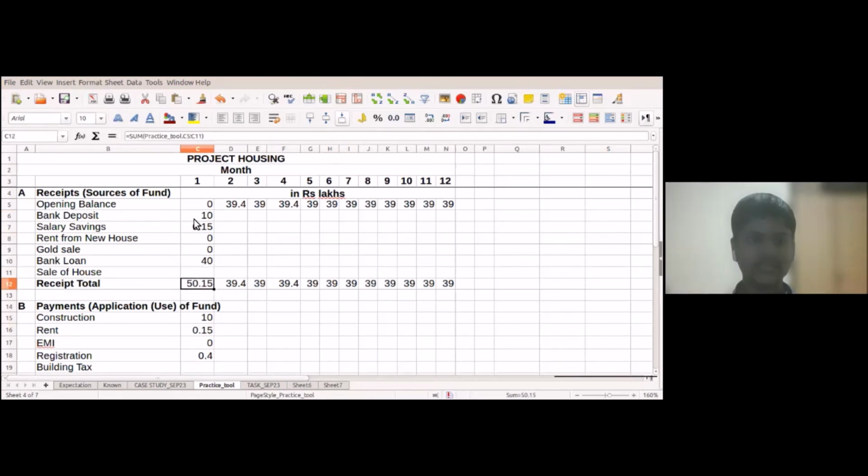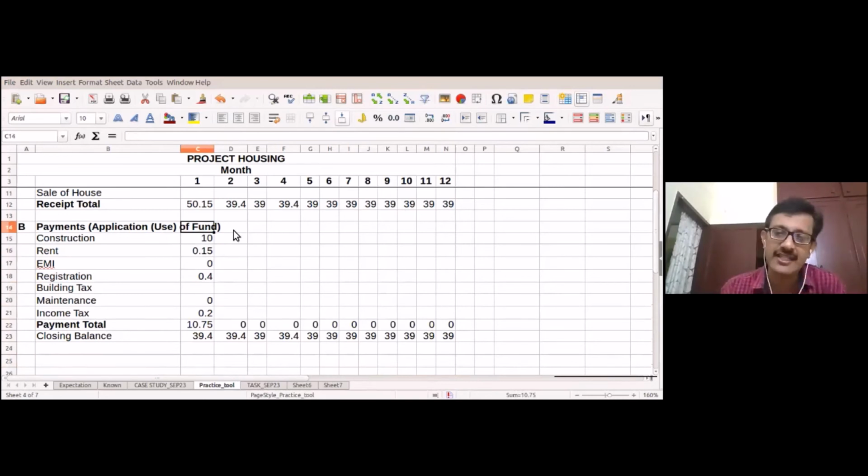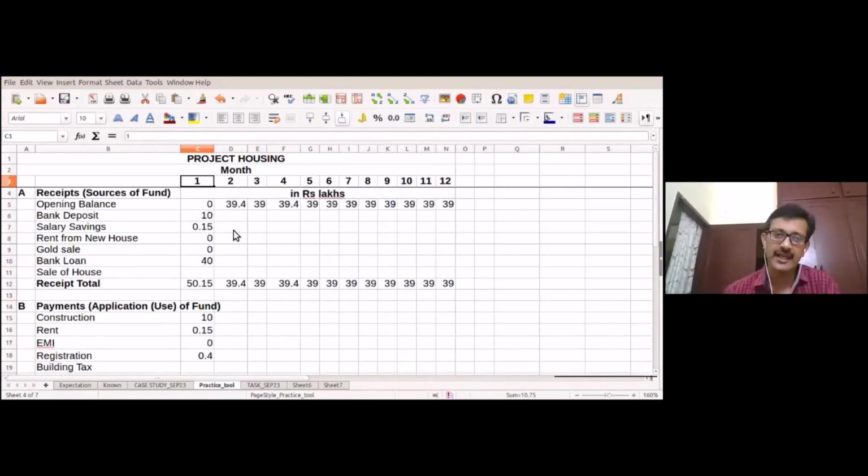So then I'm changing salary savings to 0. Fine. Now let it be there. Don't worry about that. Now forget it. See, the figures are not the matter here. You are going to evolve the figures; you can put them in tomorrow.